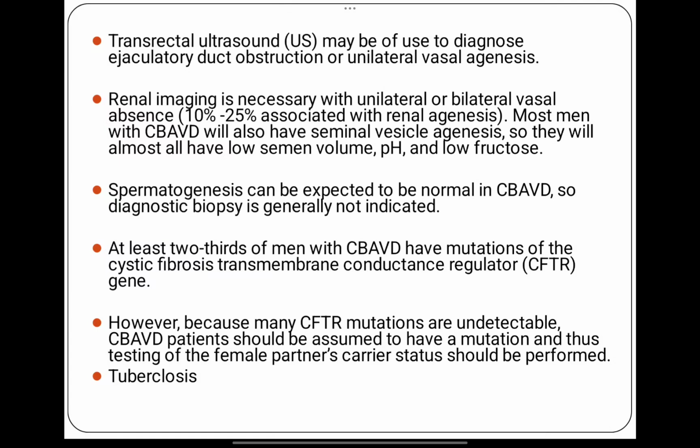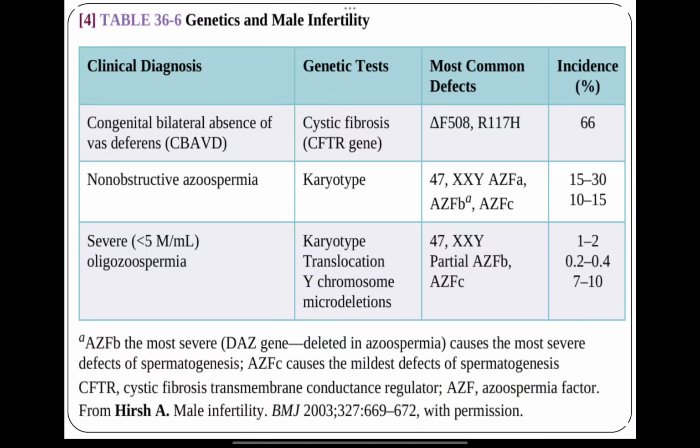Spermatogenesis can be expected to be normal in CBAVD, so diagnostic biopsy is not indicated. At least 2/3 of men with CBAVD may have a mutation of the CFTR gene, and because many CFTR mutations are undetectable, the carrier status of the female partner should be performed before trying for conception. And tuberculosis can also be detected by transvaginal ultrasound. We can see the bead on string appearance, etc.